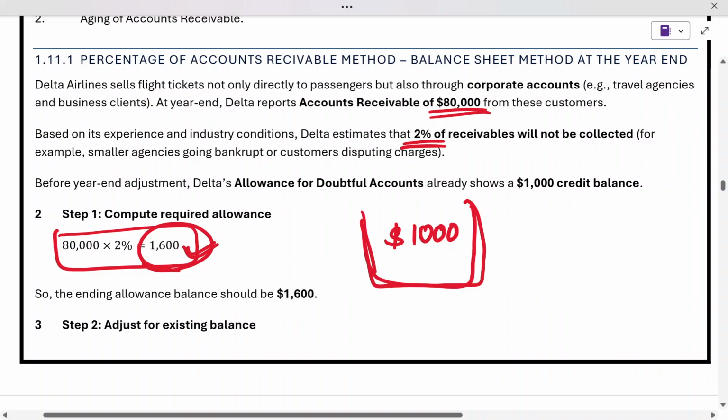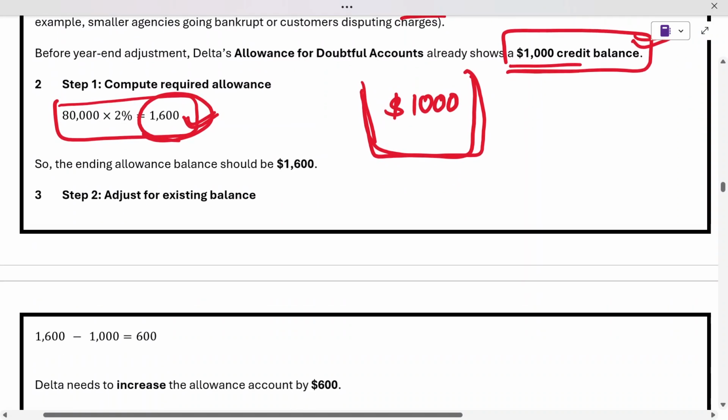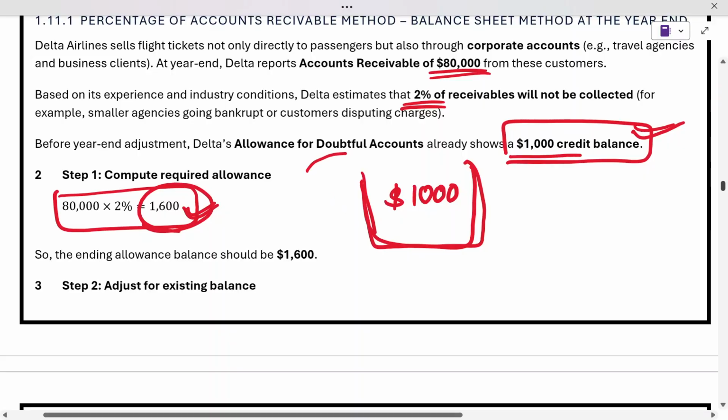And we know that right now there is $1,000 already sitting there, because it may be possible that they created this provision last year or in a period before that. So the question is how much provision do we need to create. We need to put an additional $600 within this box. So effectively this will make $1,600 at the end, and that will ensure what was being told.